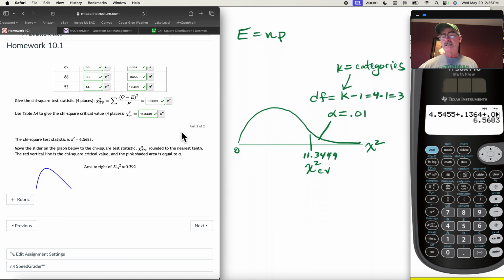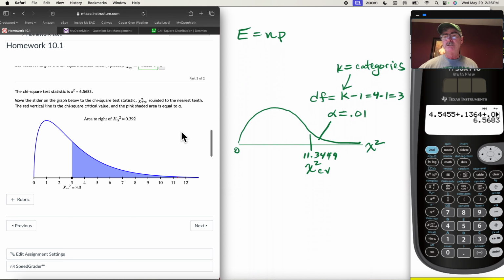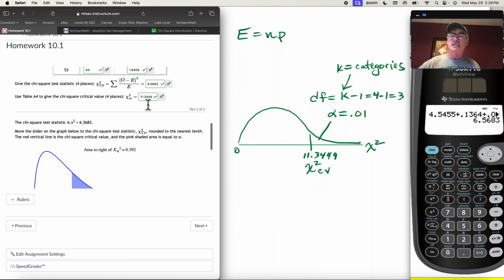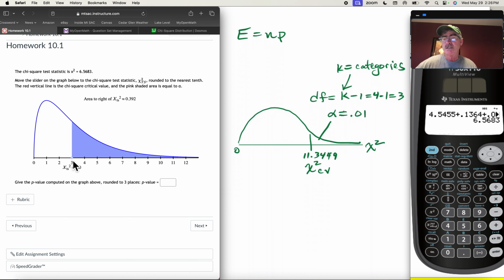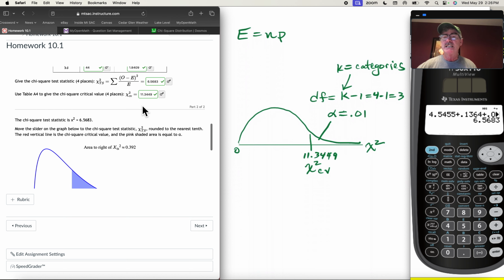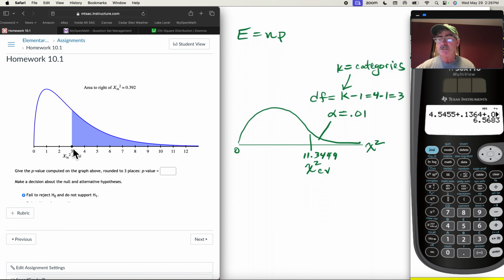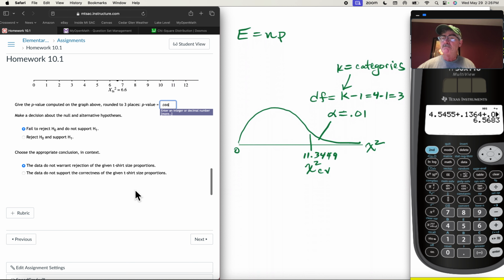Okay, now a p-value comes next. There are no tables for chi-square p-values. You have to use a computer. So I put in a little graphic here that will kind of give you the area to the right of your test statistic. And again, our test statistic is 6.5683, but we're going to have to round this to the nearest tenth just because of the technology. So if you round the test statistic to 6.6 here, we can just dial that up to 6.6. It'll be close enough right there. Okay, and you can see the p-value here is the area to the right, so it's a 0.086. Okay, and we'll check that.